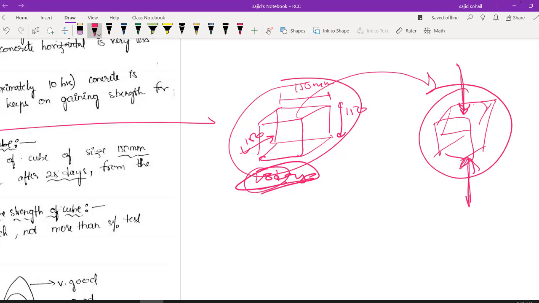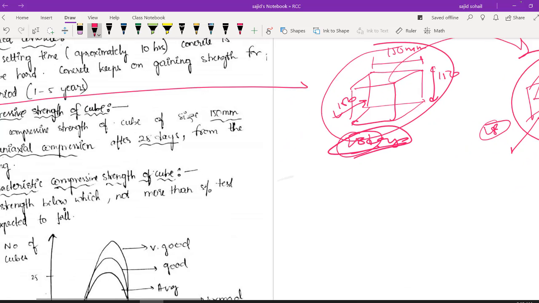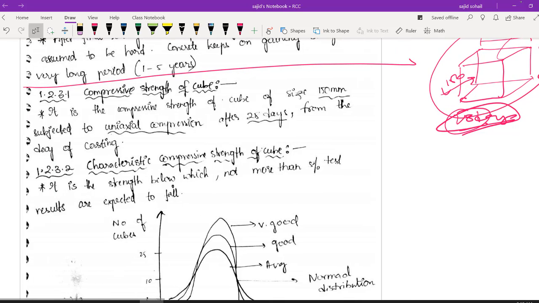We will apply uniaxial loading after 28 days and see where my concrete cube gets cracked, and I will be getting my compressive strength, right? I will be getting my compressive strength. Always remember, strength is not in load, not in kgs or kilonewton. It will be with respect to stress.